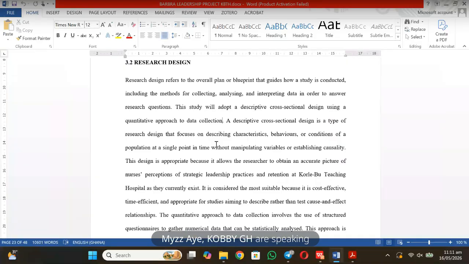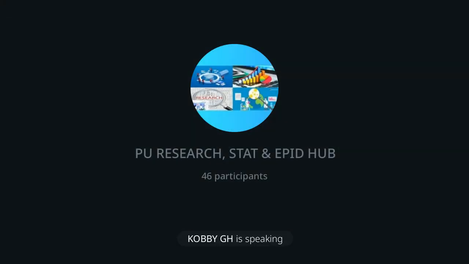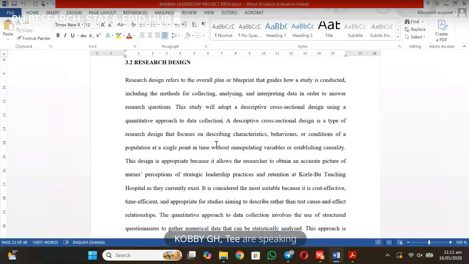This study will adapt... No, start from the first sentence. The first sentence, what are you supposed to do? Just like the first one, it won't change. You explain what a research design is. Here too, you have to define what research design is before you move on to the second sentence.